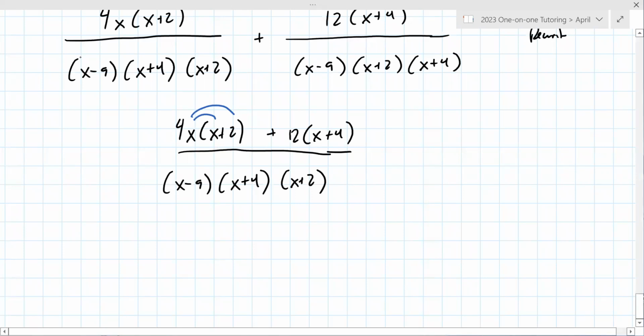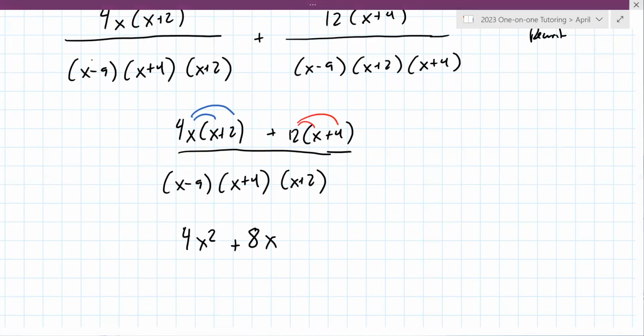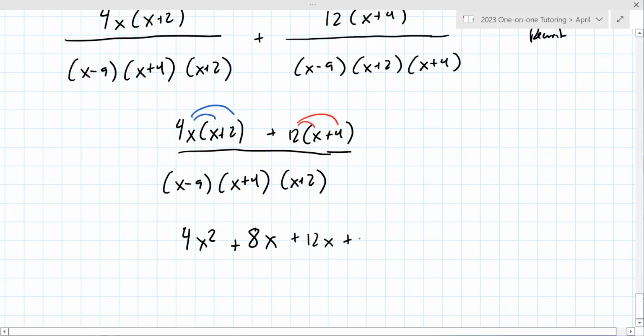All right, what is 4x times x plus 2? 4x squared and 8x. 8x, good. And on the right here, taking that 12 and you're multiplying in. 12x and what is that? 48. Bottom is still the same.